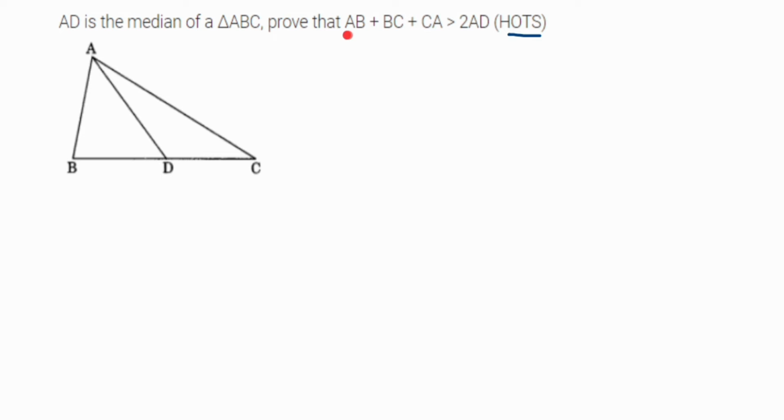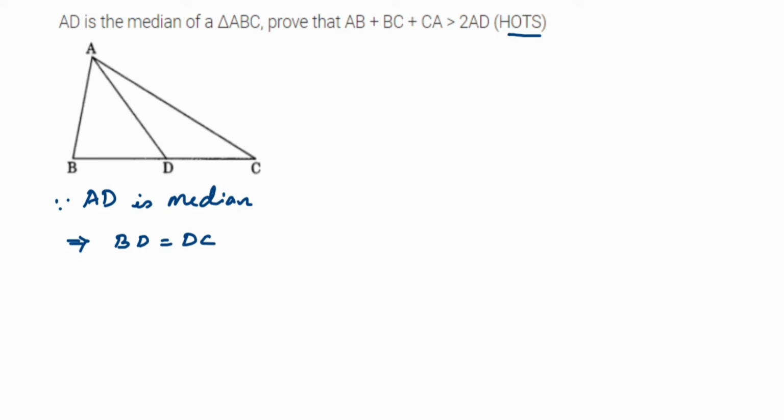So here I have a triangle ABC and we have to prove this: AB plus BC plus CA is greater than 2AD. So we're going to use some property of triangle. We have given ABC is a triangle and AD is a median. Median means it's going to divide the base into two equal parts. So you can see that BD and DC will be equal because we have given AD is a median. So let me write down here. Since AD is a median, which implies BD is equal to DC.